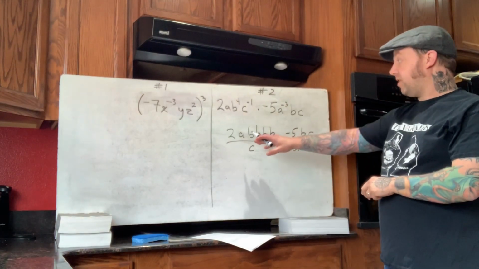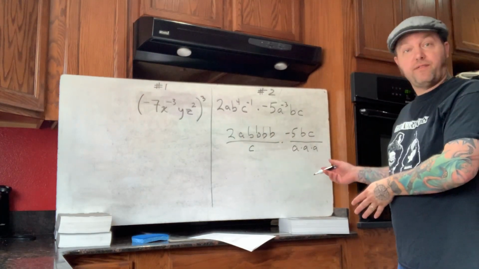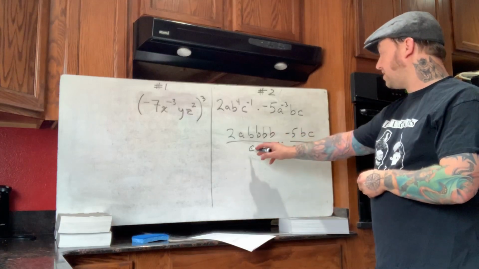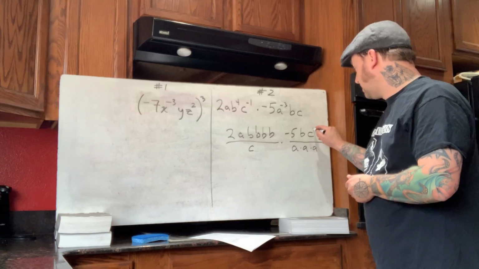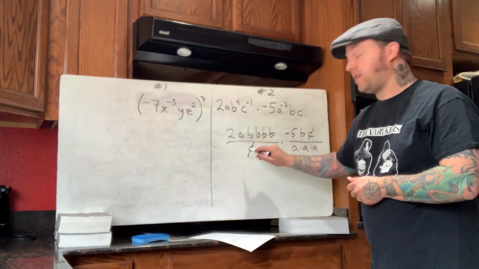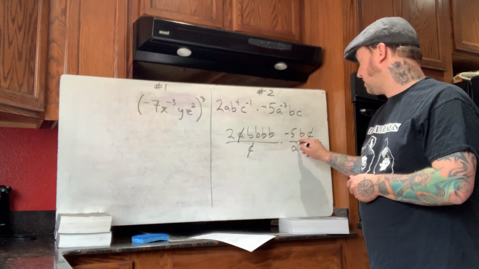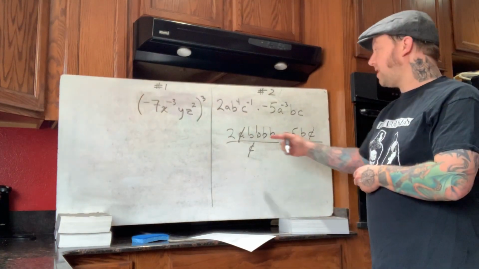All right, so we expanded this. Now, first thing we can do is reduce out common factors. If there's anything that's a common factor in the numerator and the denominator, they reduce to 1s. So now all we have to do is multiply together what we're left with.